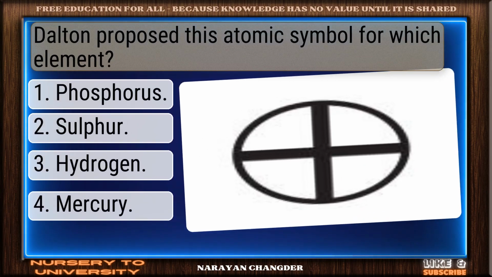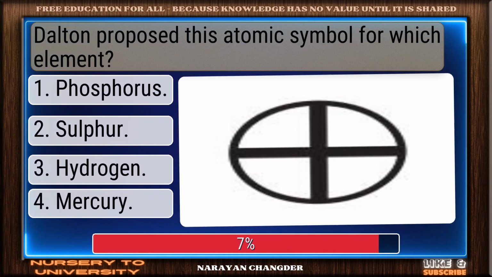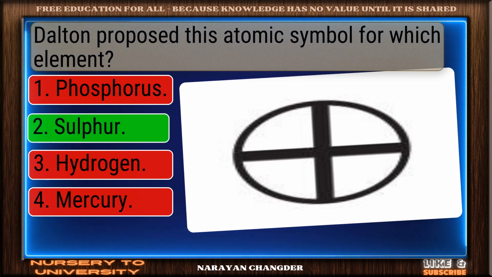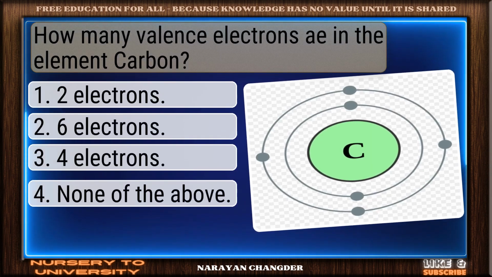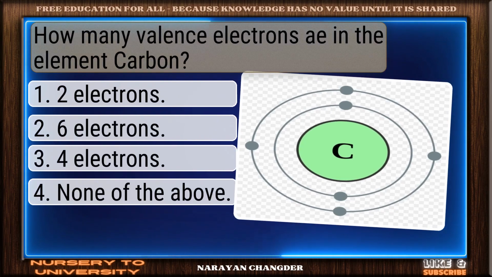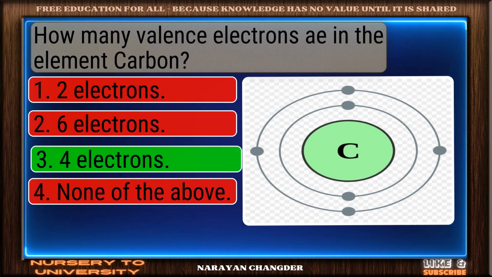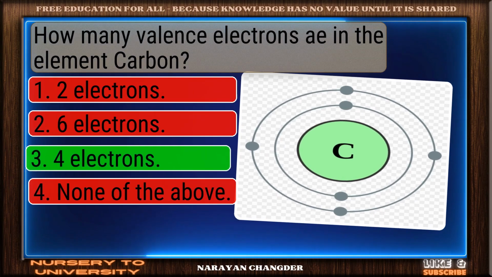Question number 23. Dalton proposed this atomic symbol for which element? Good thinking. Sulfur is the right answer. Question number 24. How many valence electrons are in the element carbon? Great thinking. 4 electrons is the right choice.